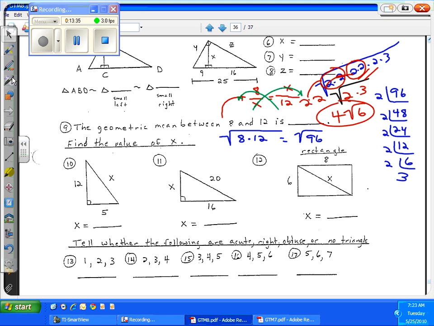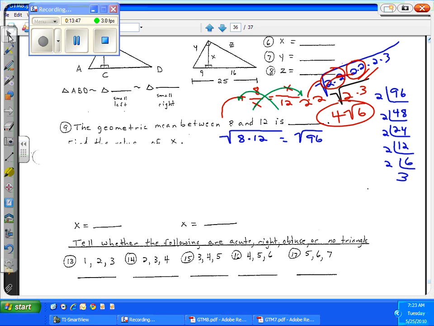Or you could think, what is the largest perfect square factor of 96? Let's talk about it that way one more time. So if we thought about the factors of 96, we could say, well, the factors of 96 are 1 times 96, 2 times 48, 4 times 24, 6 times 16, 8 times 12.